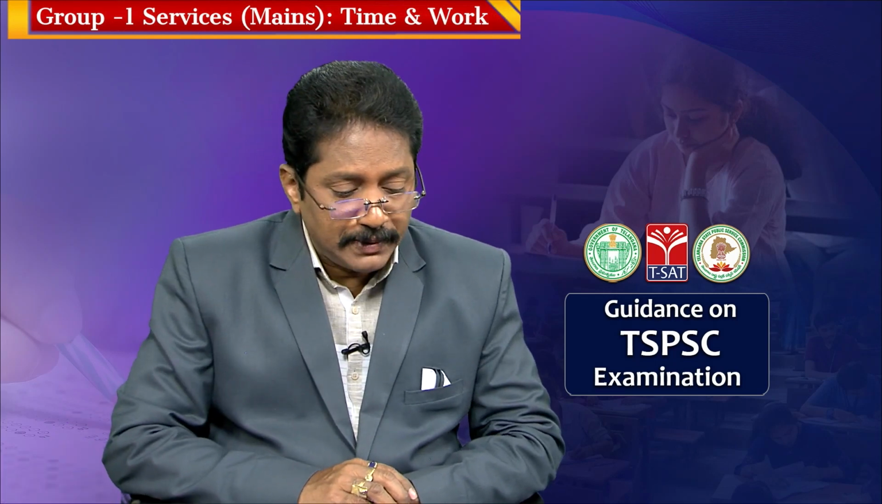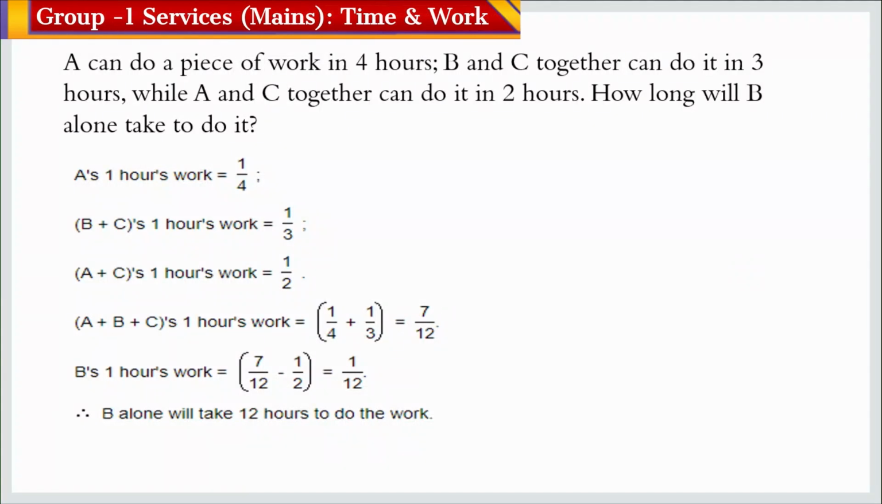A can do a piece of work in 4 hours. B and C together can do it in 3 hours, while A and C together can do it in 2 hours. How long will B alone take to do it? This is the question. A can do a piece of work in 4 hours. A can do the work in 4 hours, means what is A's work in 1 hour? Means 1 by 4.